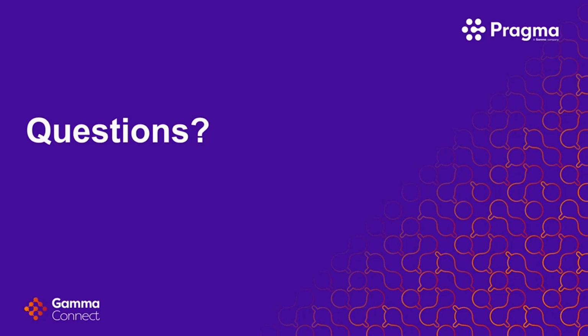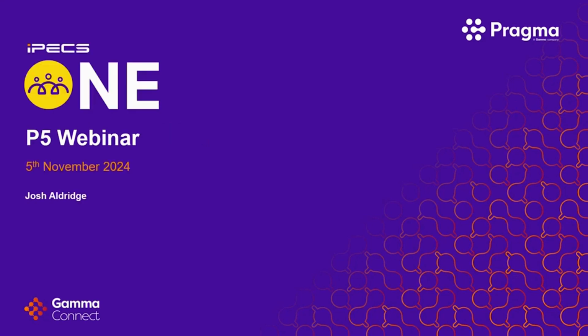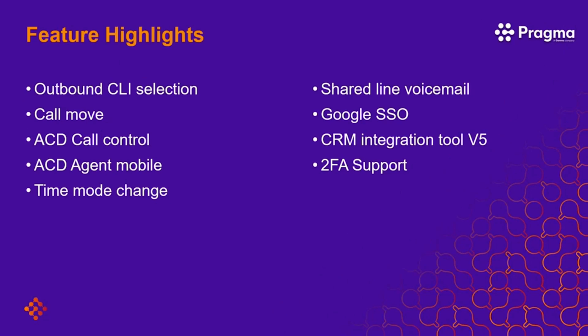Okay, we'll crack on into iPECS 1. Same again though. If anyone's got any questions, I'll try and grab them in the chat. So a few feature highlights: outbound CLI selection, as we covered already, call move, ACD call control, ACD agent mobile. You can do time changes from iPECS 1 now, shared line voicemail visibility, Google single sign-on, a new CRM integration tool, and obviously 2FA support.